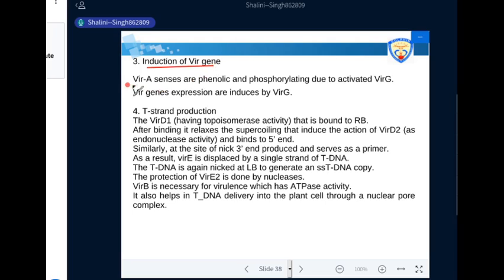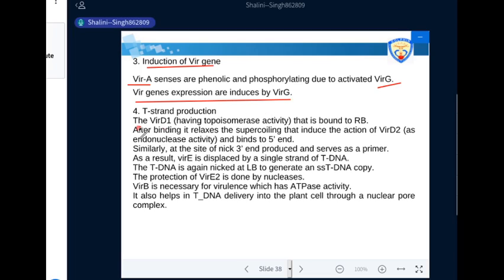The first Vir gene that is induced is VirA. VirA senses the phenolics and phosphorylates, activating the VirG gene. Vir gene expressions are induced by VirG. So that is the function of this VirG gene. It induces all other Vir genes for their function.